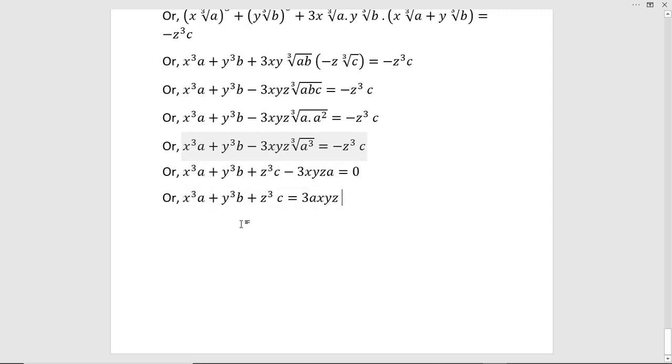To write accordingly, you have to write ax cube, by cube, and cz cube, and then 3axyz. So I hope you will do the next line by yourself. So I have written proved here.